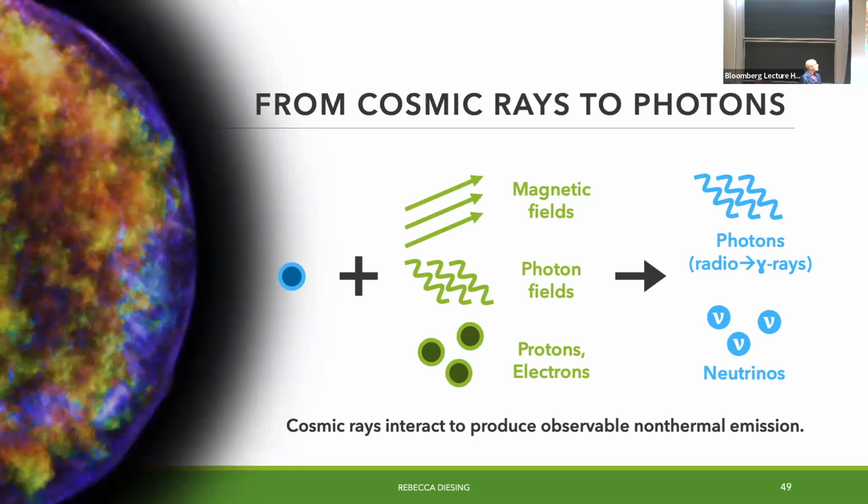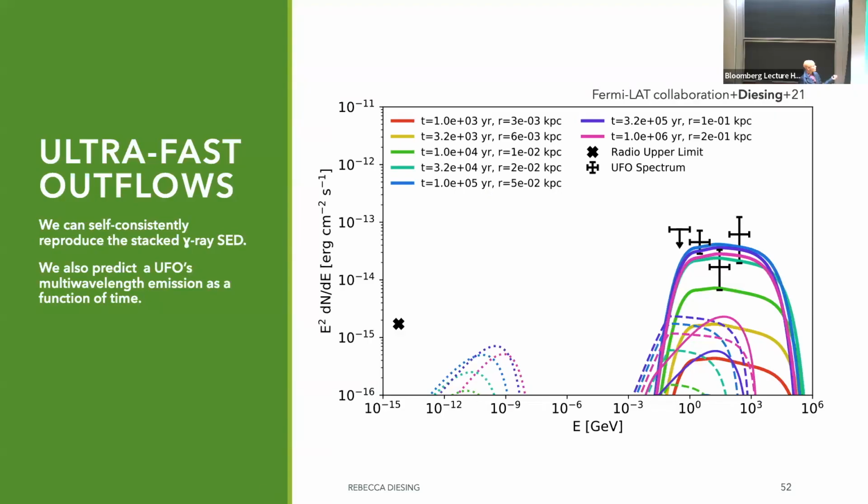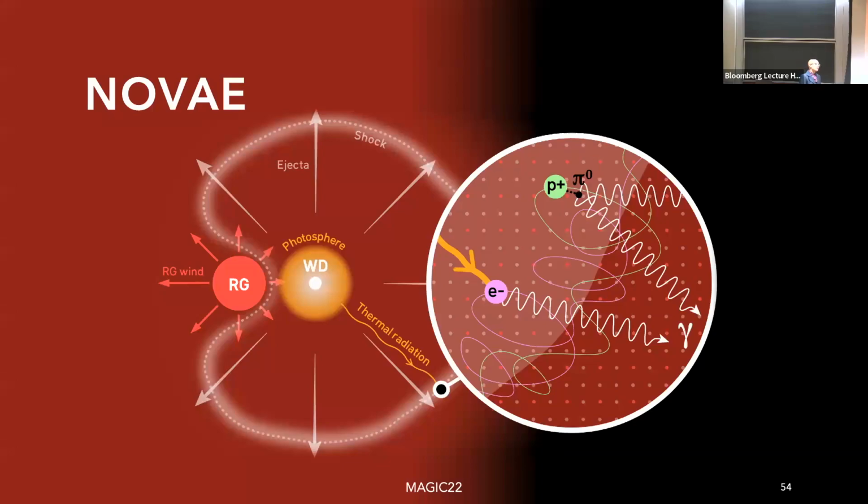But the story of this nova, so okay, the transition point: cosmic rays interact with stuff that produces photons, as well as neutrinos in some cases. Mostly I'll be talking about the radio to gamma ray emission that we can observe from these cosmic rays and what they can tell us about shocks. In particular, I'm going to skip ultra-fast outflows. These are AGN winds, but we can fit spectrum. It's cool.